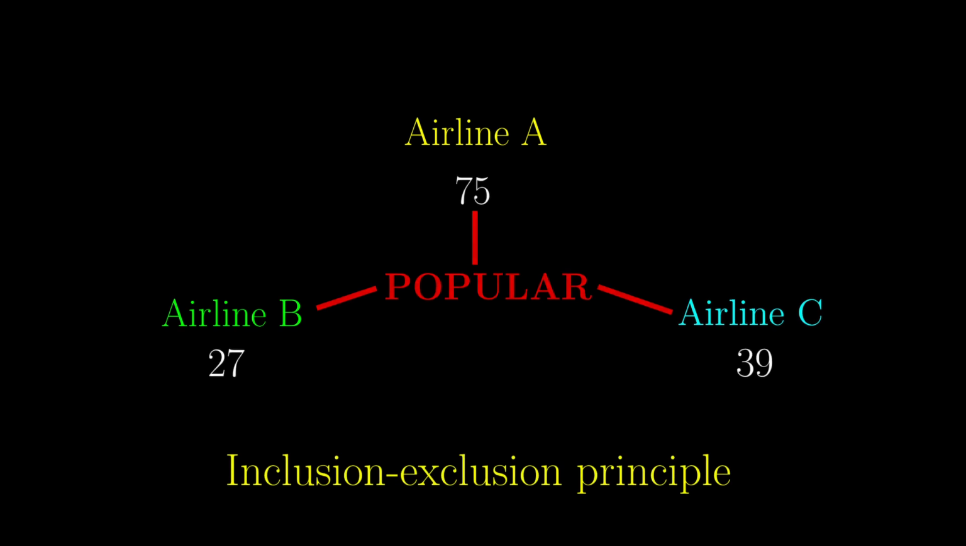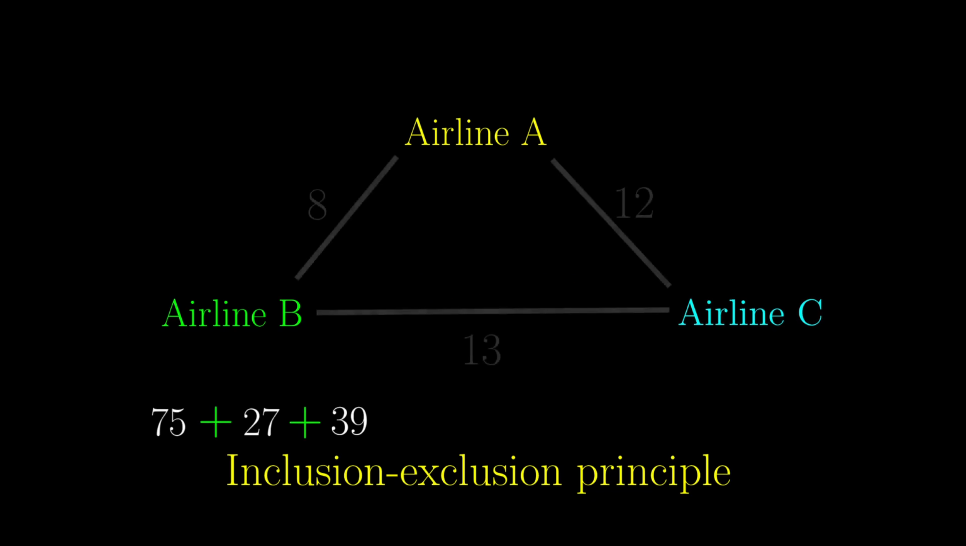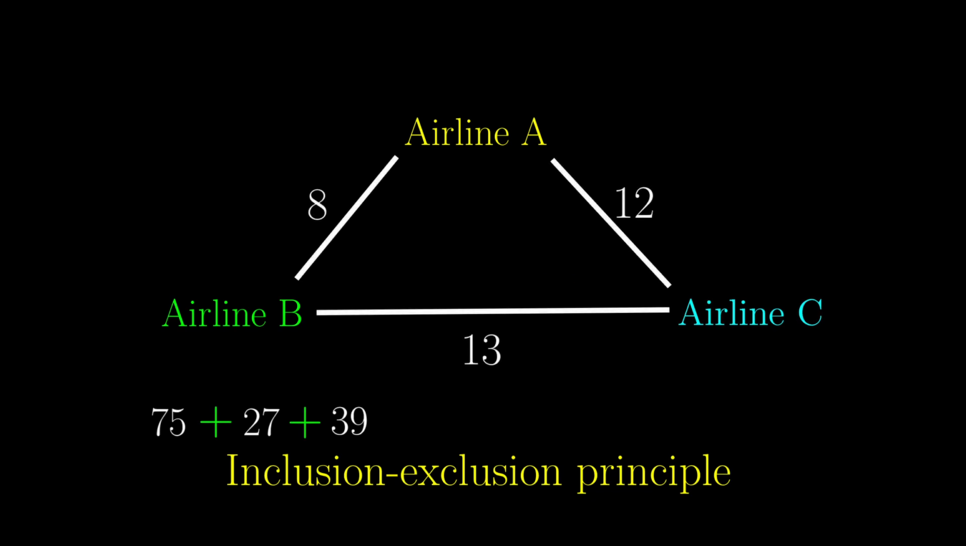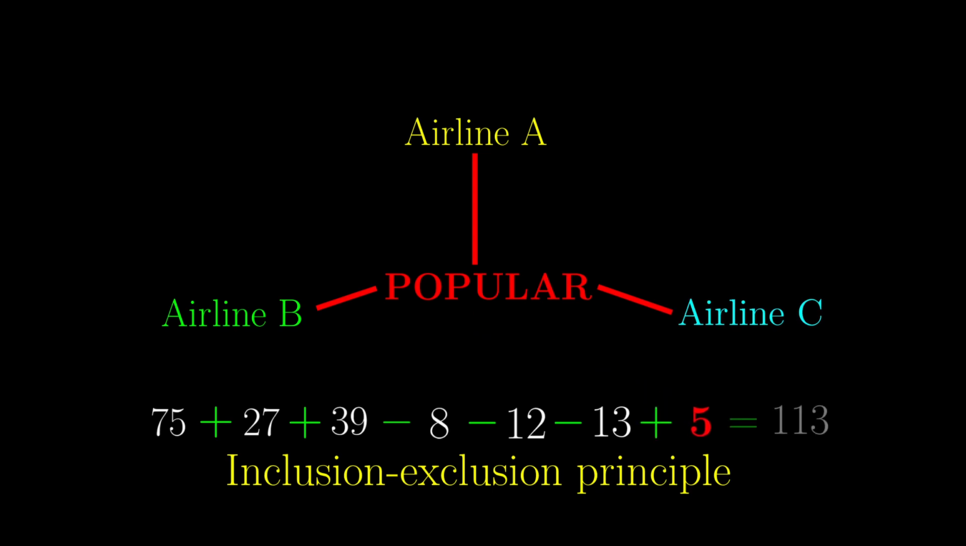That means after we add those numbers up, we need to subtract the number of destinations where 2 of the airlines operate flights to. Let's say these are the number of destinations where any pair of airlines go to. Then we need to subtract these numbers. Finally, of course, there are really popular destinations where all 3 airlines operate flights to, and there are 5 of them. So we add back 5 and we can then calculate the result.